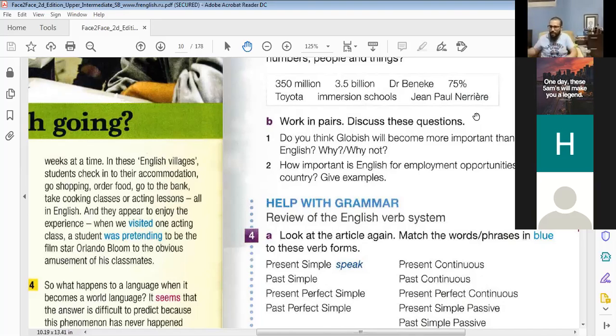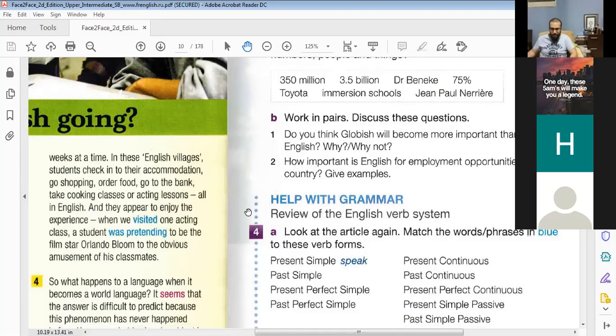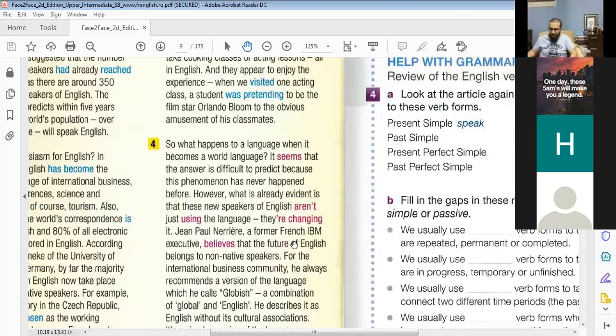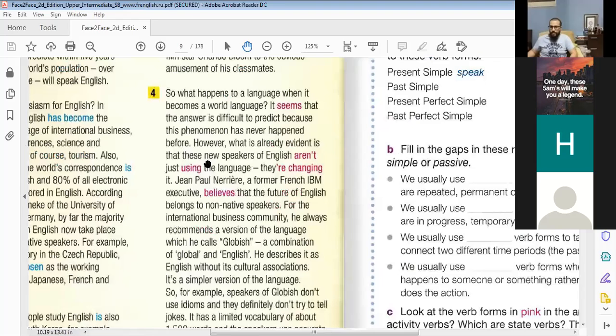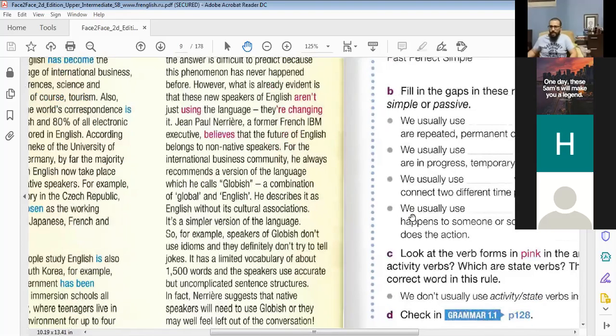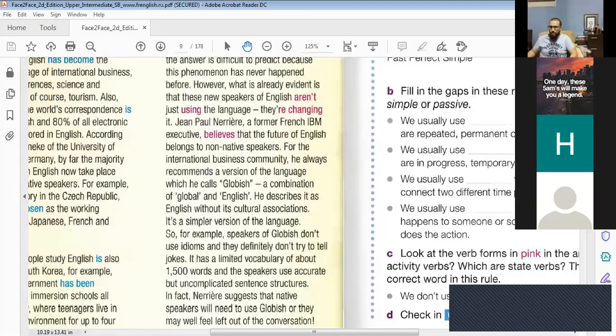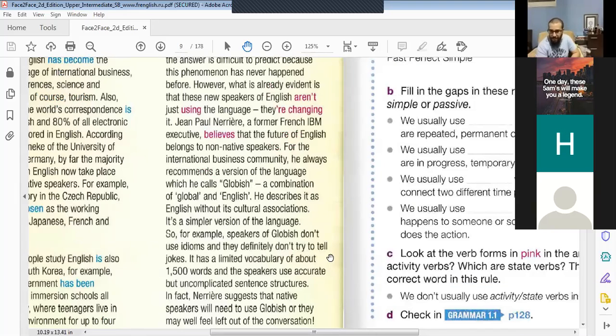Just combine it. Okay, and the last person here is this guy, Jean-Paul Nerrière. I don't know how you pronounce the last name. Anyways, this guy, I think one of you already answered it, maybe Haneen or someone else. He's the person who calls English Globish, or he thinks this is how English has become, how it has changed. And I think that's true.